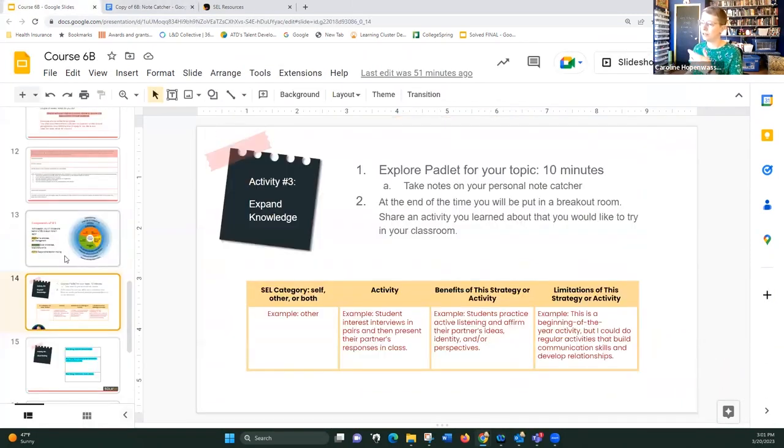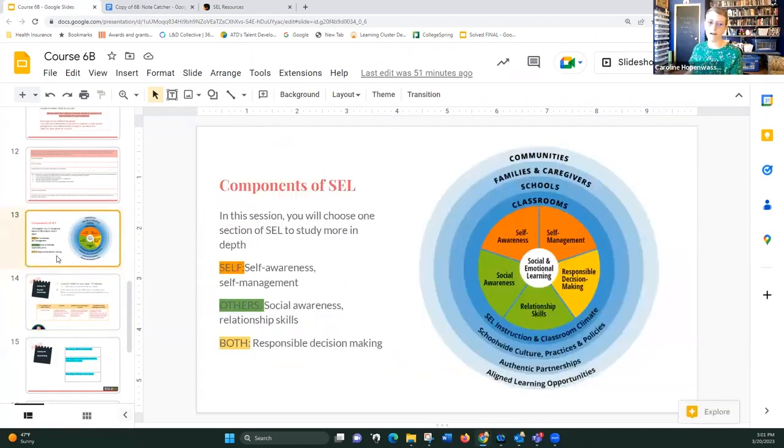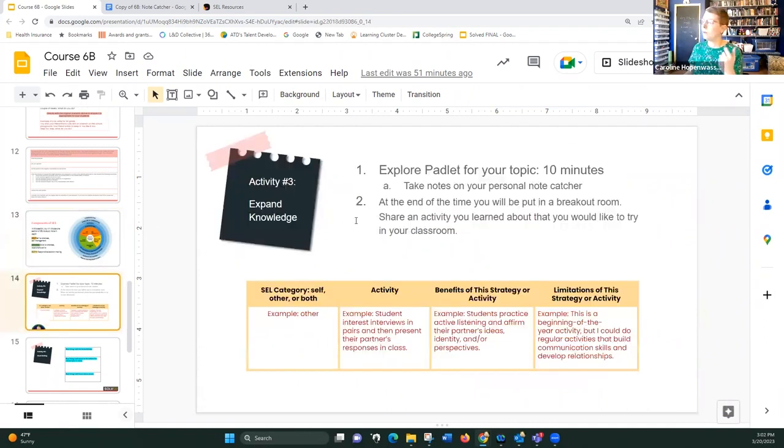So the first thing I'd like you to do is put in the chat whether you're going to be looking at the self, others, or both. So are you going to be doing self-awareness and management? Are you going to be doing others, which is social awareness and relationship skills? Are you going to be doing both, which is decision-making?